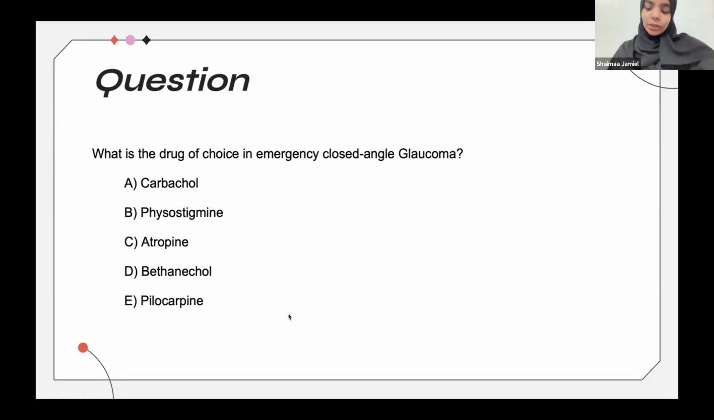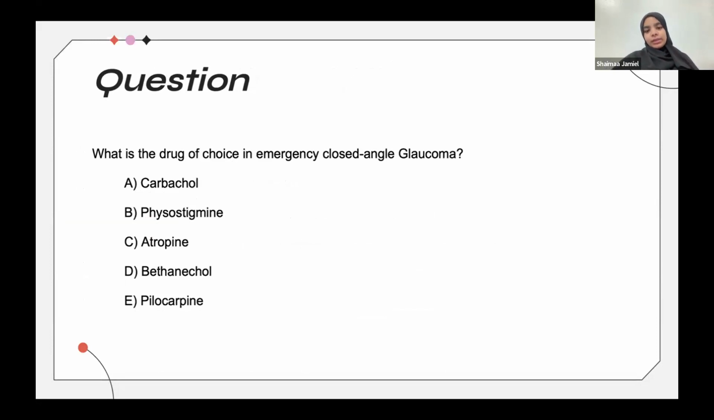So yeah, do you guys have any questions related to the previous part? I know it was a lot. There are a lot of drugs. Or you can answer this question if you don't have any question. What is the drug of choice in emergency closed angle glaucoma? Okay.